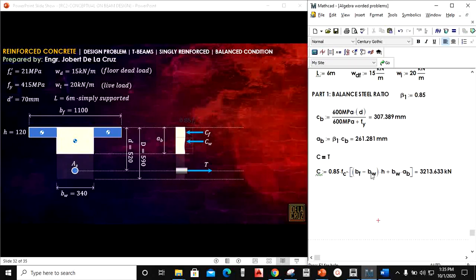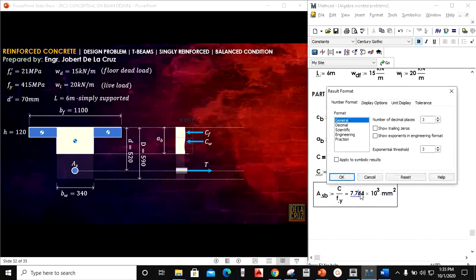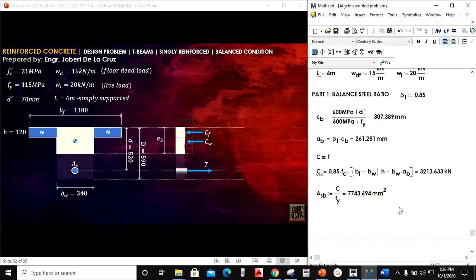Then, if we have C, then I will just use this one. Take note that T is AsFy. Okay? For balance condition, Fs is equals to Fy. Gagamitin natin. So, our As balance here is just equals to the compression, this whole term here, compression divided by Fy. Okay? I hope you get this one. Since may value na ako dito, I can just automatically solve that one. mm². Okay, klaro? That is the As balance.